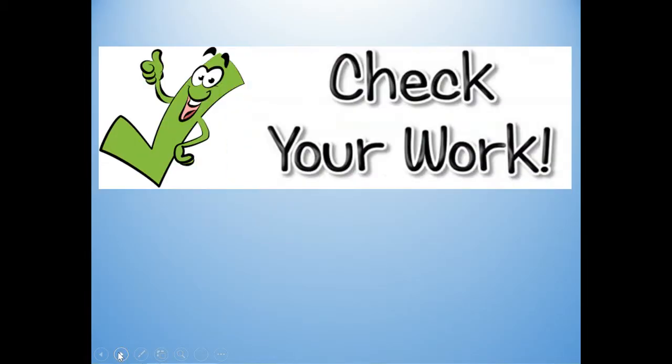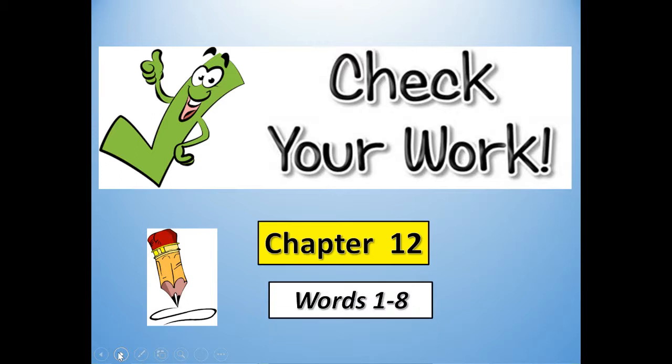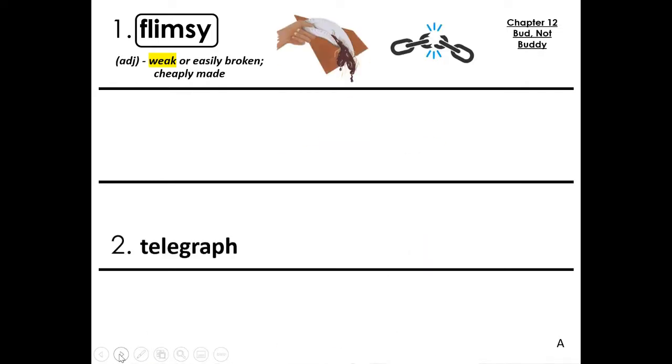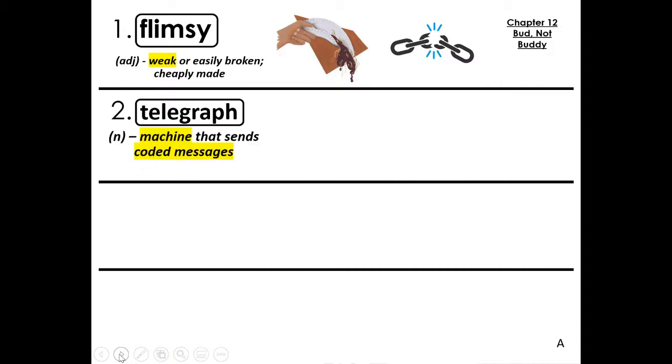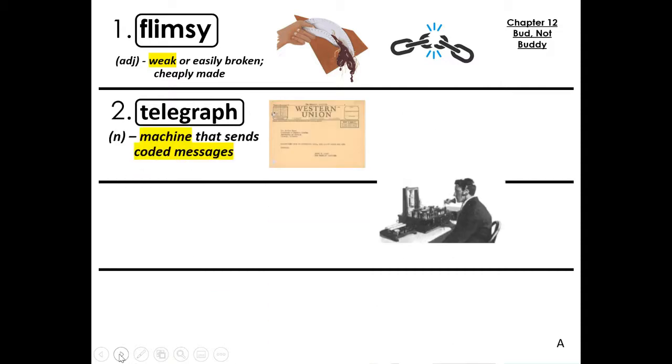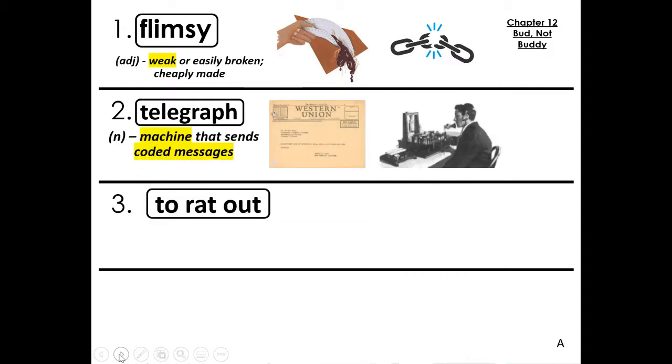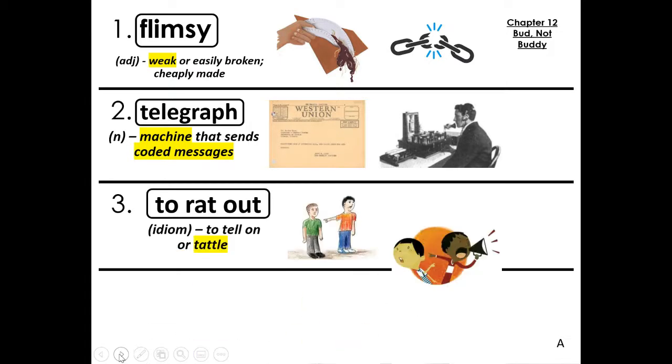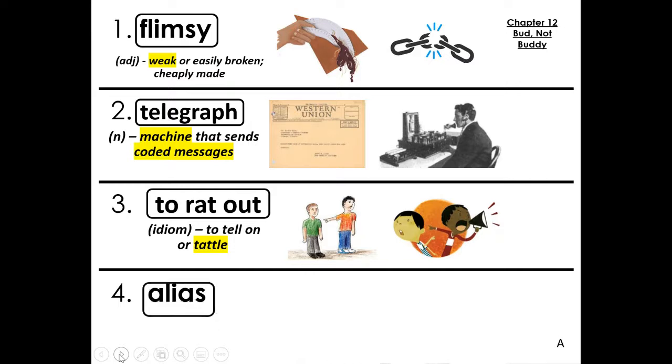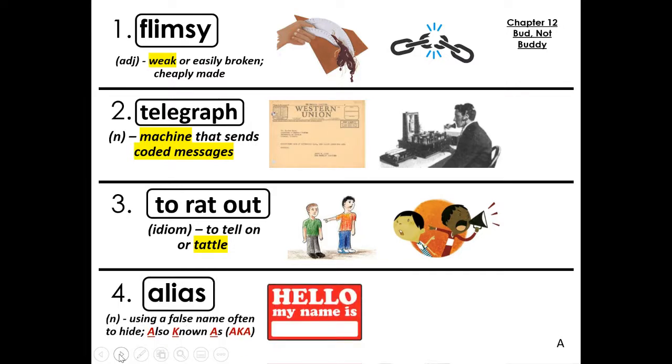All right, check your work. Chapter 12, words 1 to 8. Number 1, flimsy, weak and easily broken, cheaply made, flimsy. Number 2, telegraph, machine that sends coded messages. Number 3, to rat out, an idiom, to tell on or tattle. 4, alias, using a false name, often to hide, also known as or AKA.